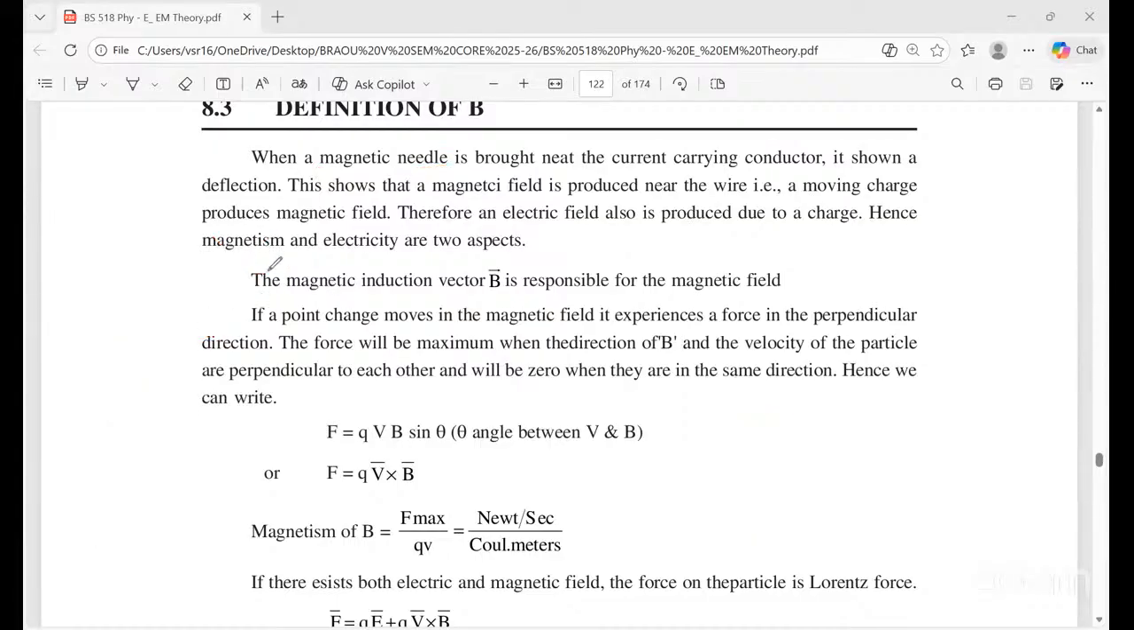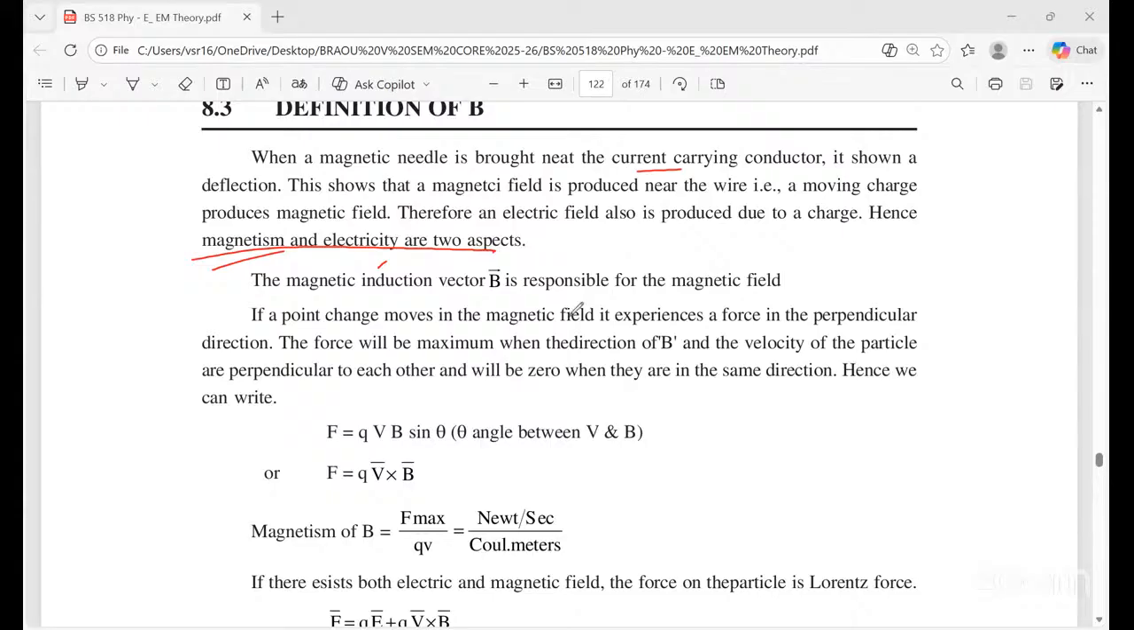So the magnetic field is produced near the wire, and a moving charge produces the magnetic field. Therefore, an electric field is also produced due to the charge. Hence, magnetism and electricity are two aspects: a current carrying conductor produces a magnetic field. Two aspects are there. Okay.